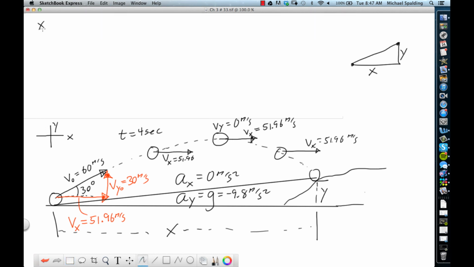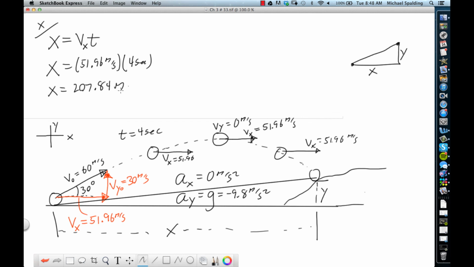Okay, so finding the x displacement. There's only one x equation, right? What's the only x equation for two-dimensional motion? Vx times t. So what was our x velocity? 51.96. And they gave us the time as 4 seconds. All right, so x comes out as 207.84 meters. That's this x right here. 207.84 meters.